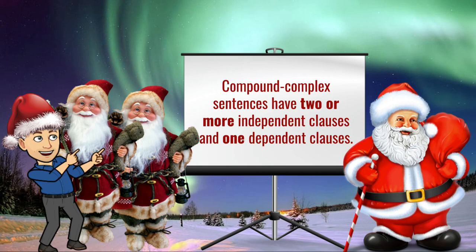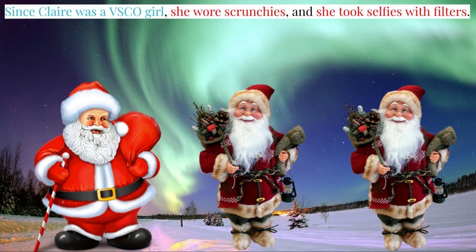So now, it might sound intimidating, but let's get through this. It's actually quite simple once you figure it out. We have compound complex sentences, and they're going to have two or more independent clauses and one dependent clause. So let's go ahead and take a look at some of these examples.